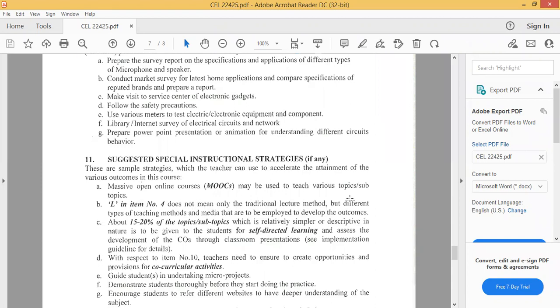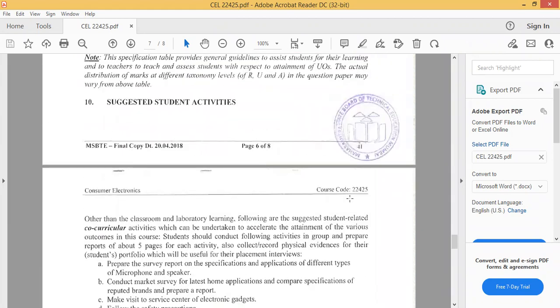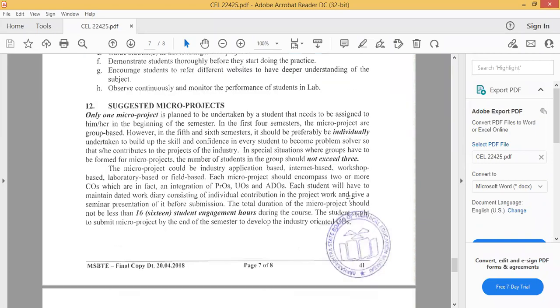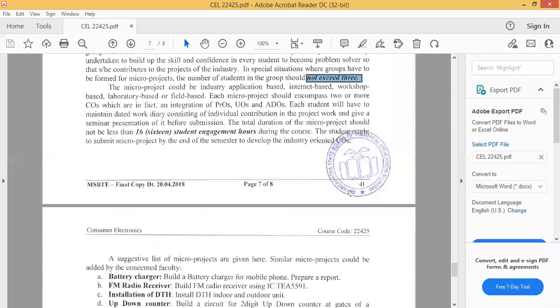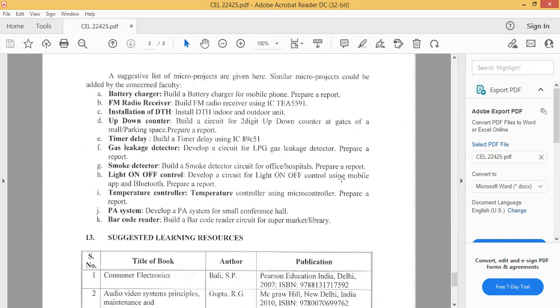Then we'll see the list of micro projects. So you have to make a group of 3 students. Each group of 3 students will perform one single micro project. This is the suggested list of micro projects that should be covered in this subject.